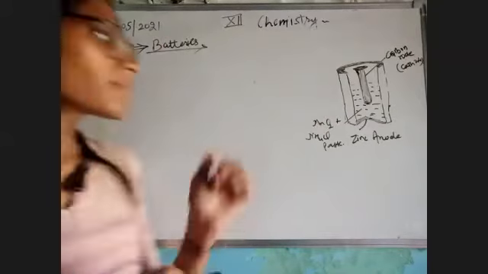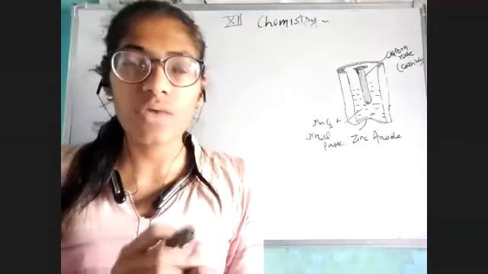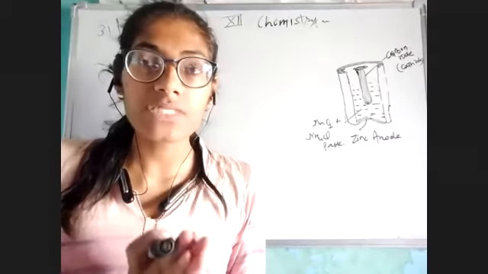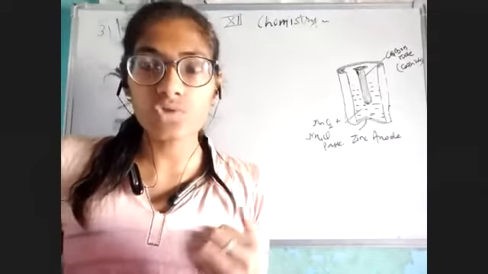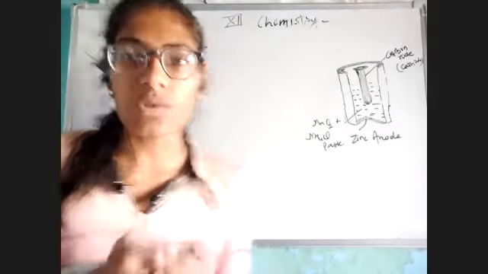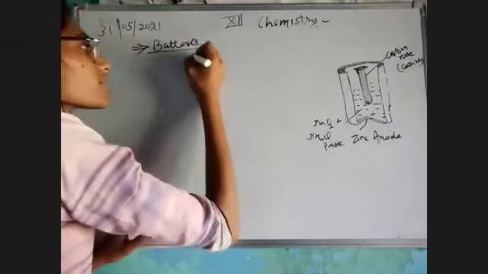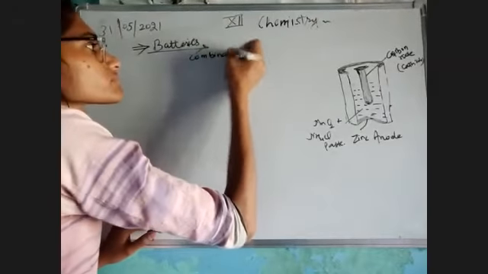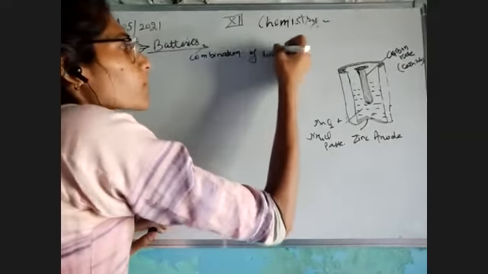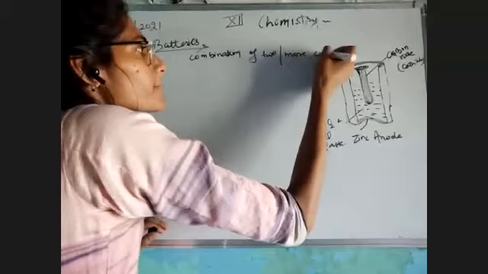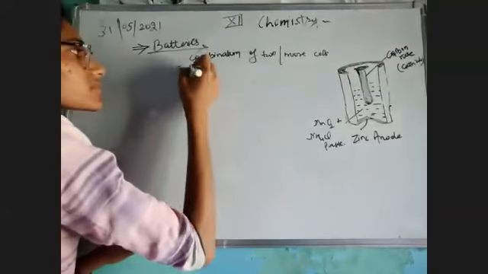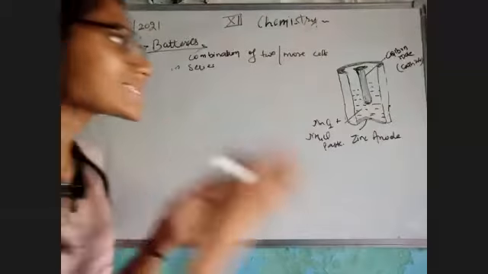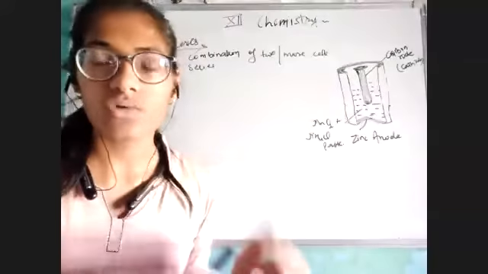If I'm talking about batteries, you have also studied this topic in physics, that a battery is something which is made up of a combination of 2 or more cells. I'm repeating, a battery is made by a combination of 2 or more cells in series.